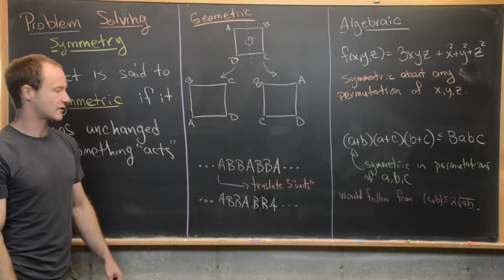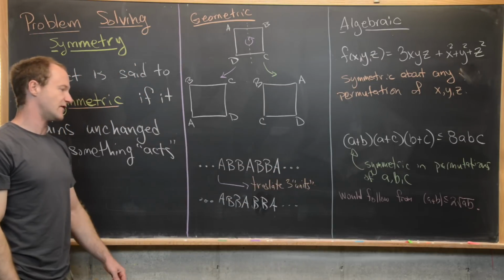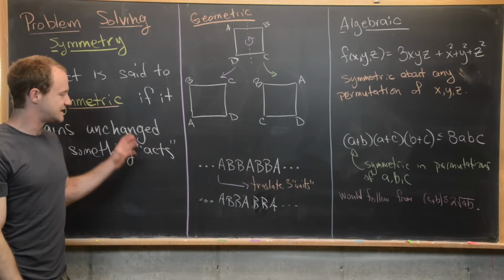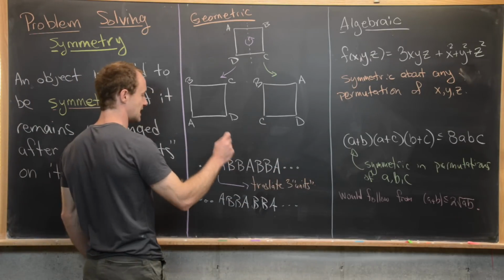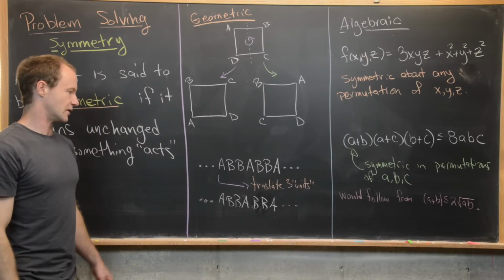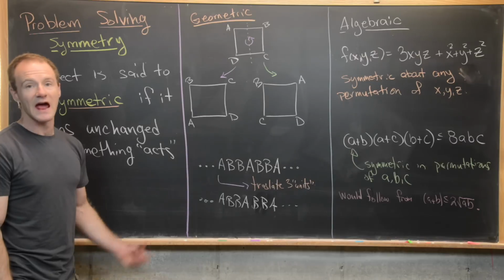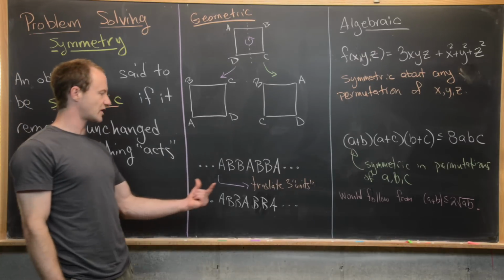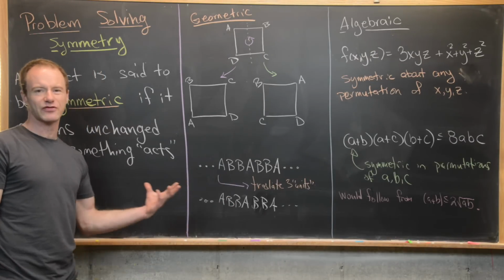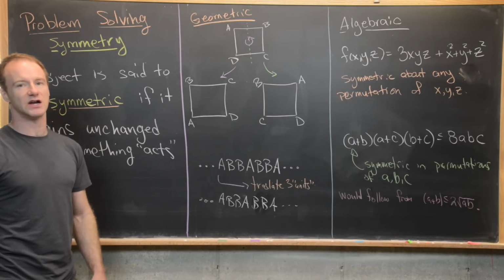Okay, now here's another little example. Here we've got this infinite sequence of A's and B's. The sequence goes like this: A, B, B, A, B, B, A, B, B, A, and so on and so forth. So notice this has some symmetry to it as well. The symmetry that we have is that we can translate this thing 3 units, and by 3 units I mean 3 letters, and the sequence remains unchanged.